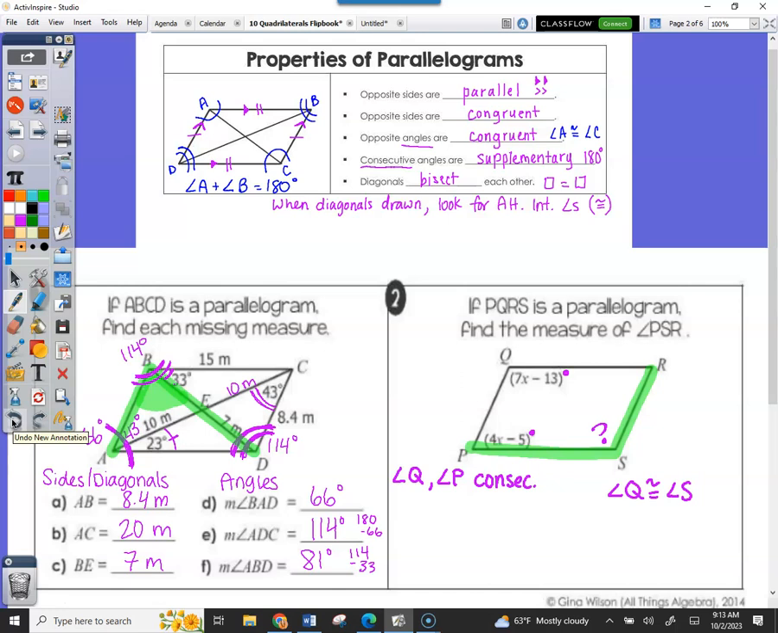What's the property for consecutive angles? What's it say to do? It says that they add to equal 180. So angle Q plus angle P adds to equal 180. And there's your equation. Something plus something equals 180. And you would solve for x. So we've got 7x minus 13 plus 4x minus 5 equals 180.